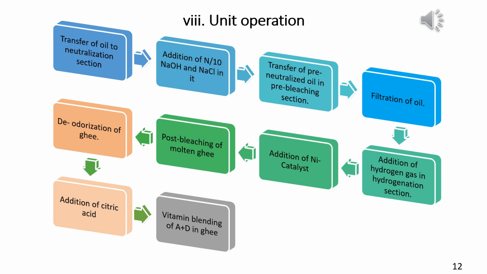After the addition of citric acid, we transfer the oil into the next chamber. Here the vitamin blending of vitamins A plus D takes place in the ghee. So here vitamins A and D are added to the ghee to fulfill the nutritional deficiencies which are present in the ghee.